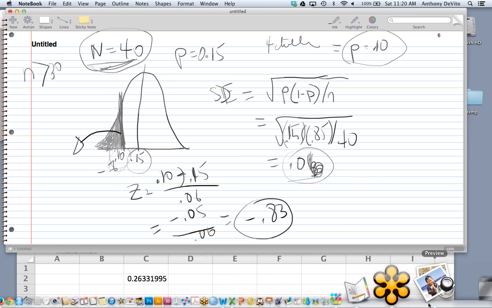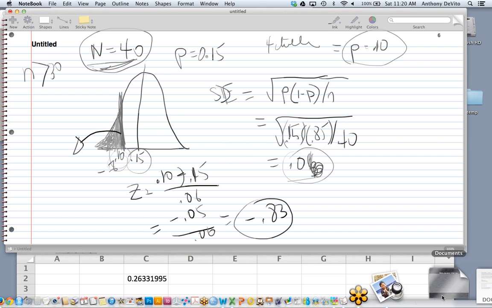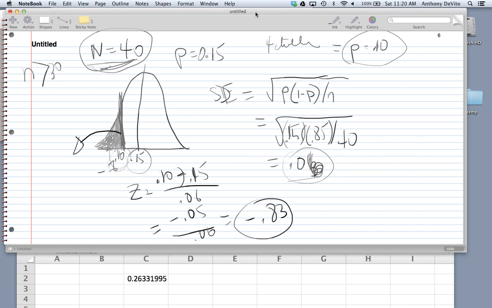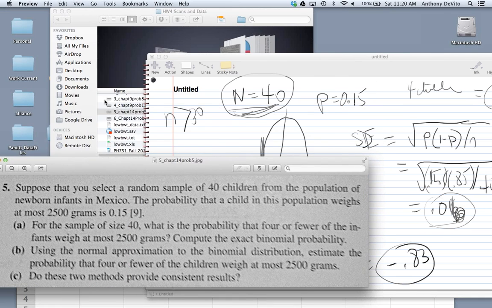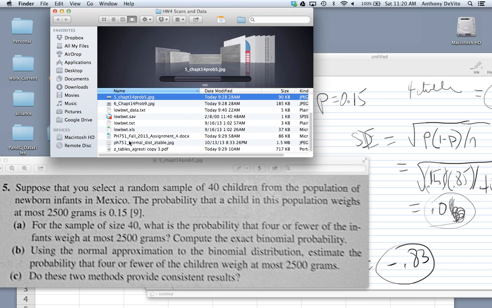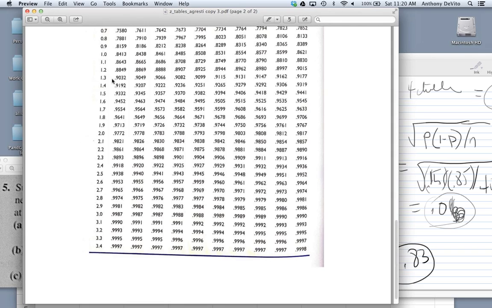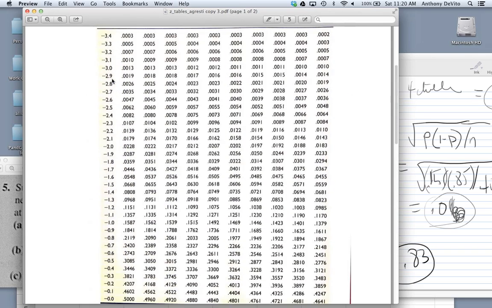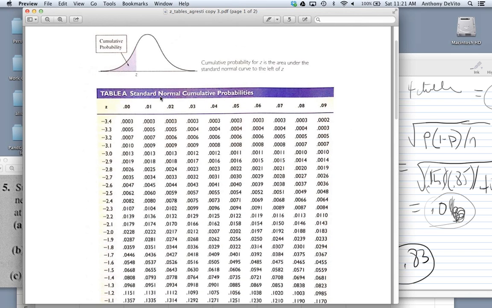And if I go to the table that I have handy right now, do I still have it open? I might have closed it. Let me go back to here and I'll finish up with this. I'm going to use the one that has negative numbers in it. Okay, let's see. Negative 0.8, negative 0.83, 0.2033, about 20%. The area to the left of this distribution.